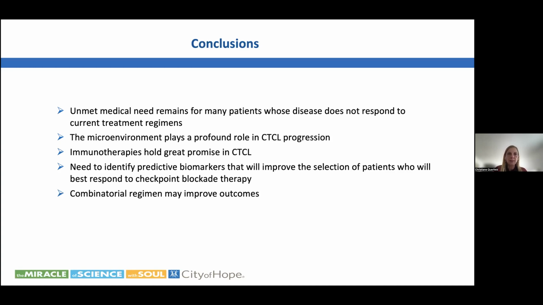And we need to identify predictive biomarkers. I think artificial intelligence and computational biologists can look into what the markers are of patients who have long-lasting responses, and what the markers are of patients who do not respond at all. I think that's very important to understand. And combinatorial regimens may improve outcomes. And with that, I'm ending my presentation.